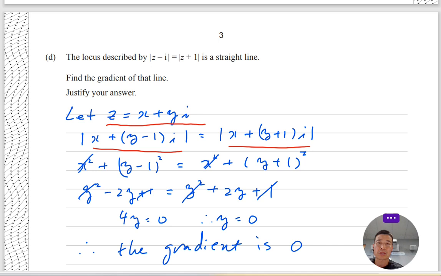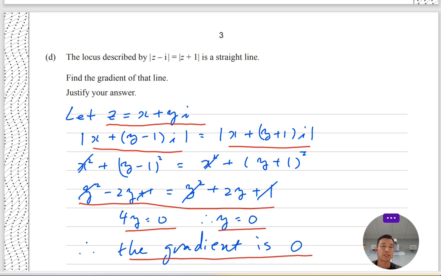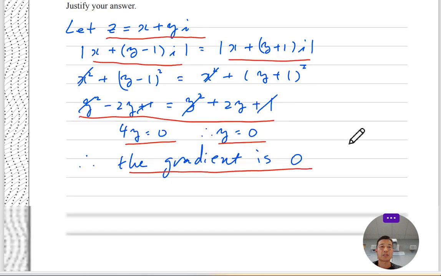So x squared cancels out, and then I expand both y minus 1 squared and y plus 1 squared. So, and then simplify. What's left is 4y equals 0, y equals 0. What is it? That is the x-axis, isn't it? So, which has the gradient of 0. So, the gradient is 0.